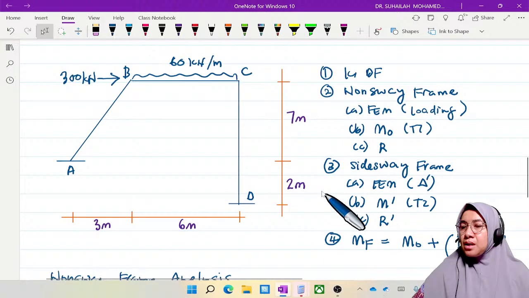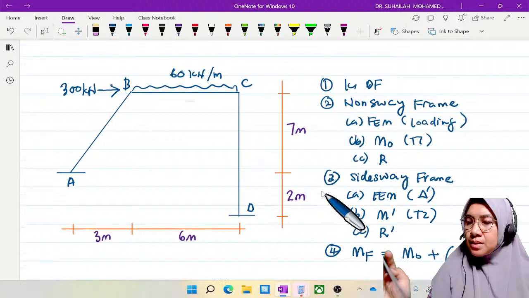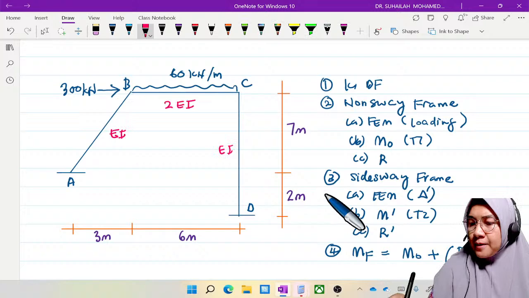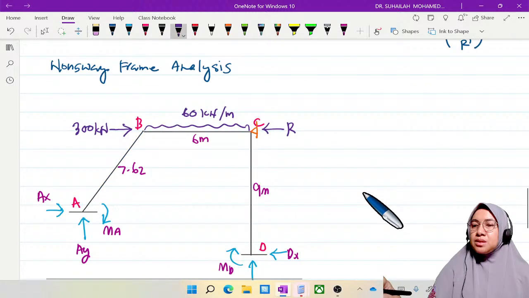Okay, so let's say this frame has this as 2EI, and this is EI, and this is also EI. EI is not constant. So 7.62 meter.